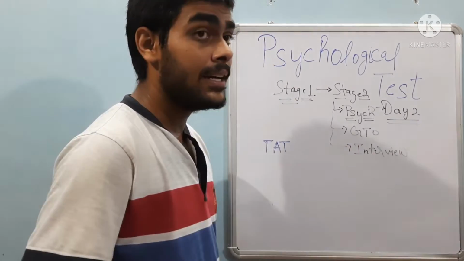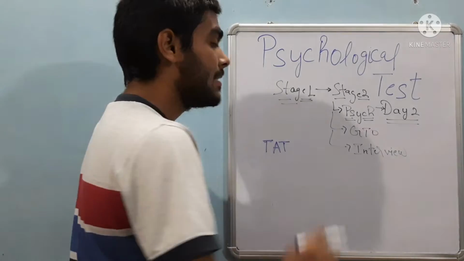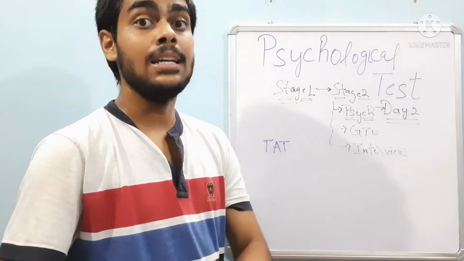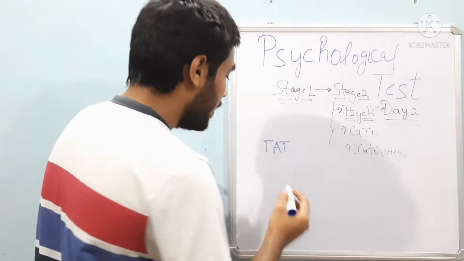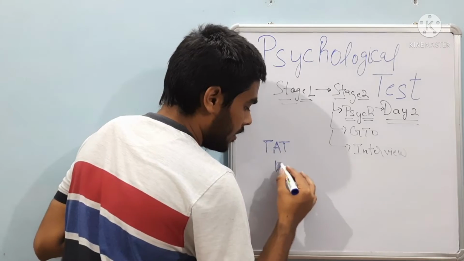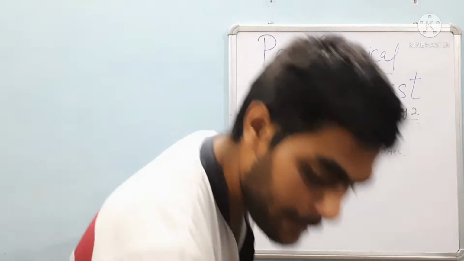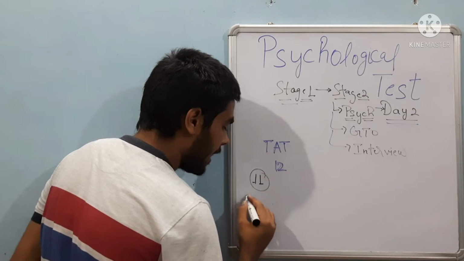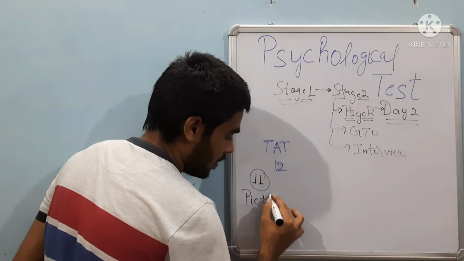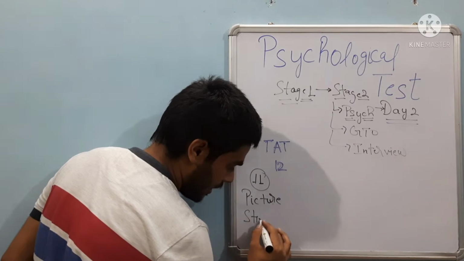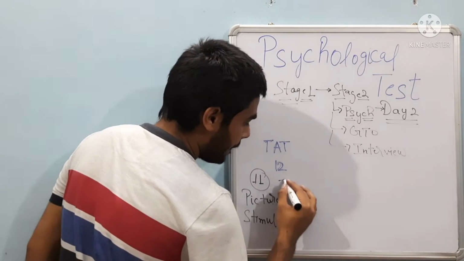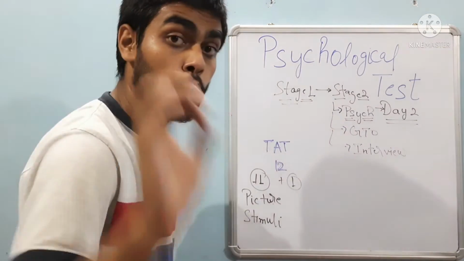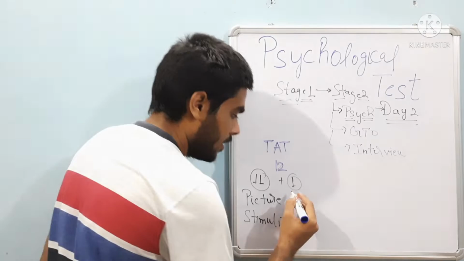In this test, the successful candidates of stage 1 will sit in a hall. In front of them, a screen will be there in which slides will be displayed. A total of 12 slides will be displayed, in which 11 slides will have pictures, that is a stimuli, plus one slide which will be the blank slide. That is, there will be no picture, no stimuli.